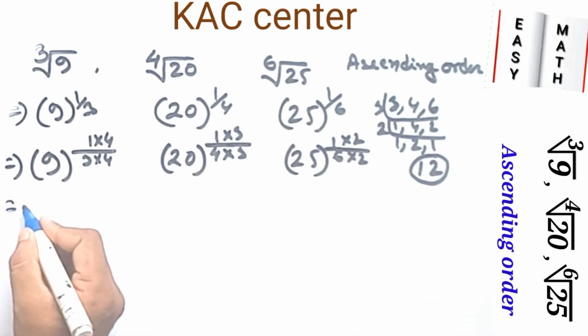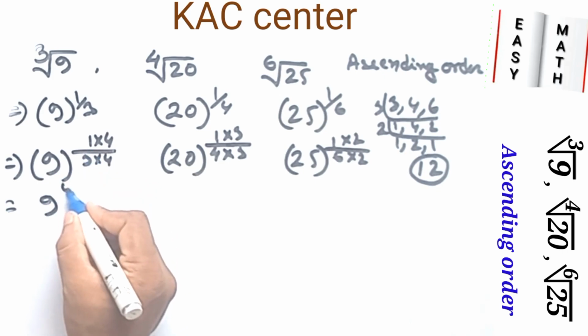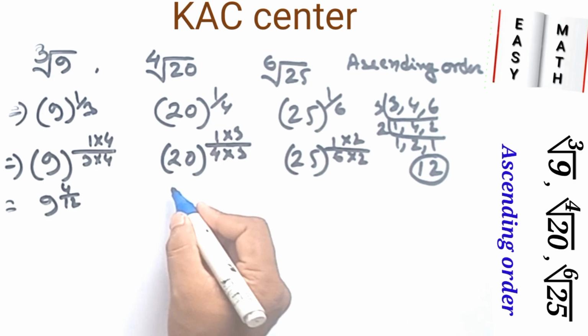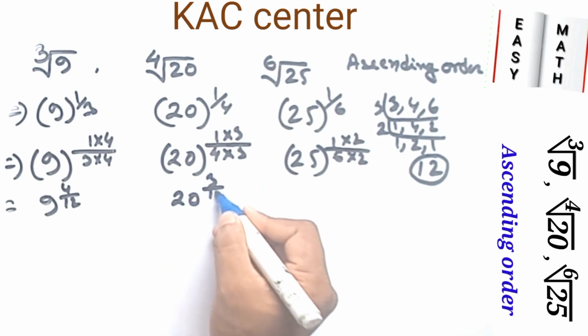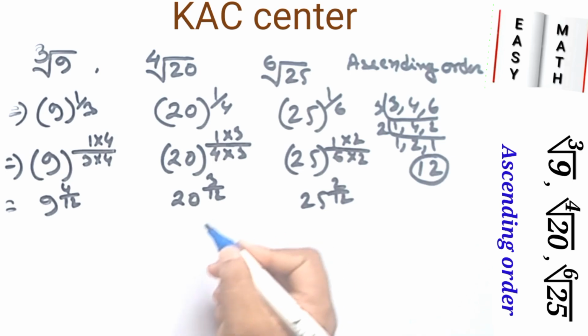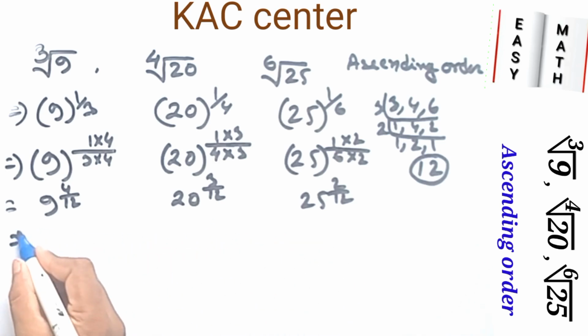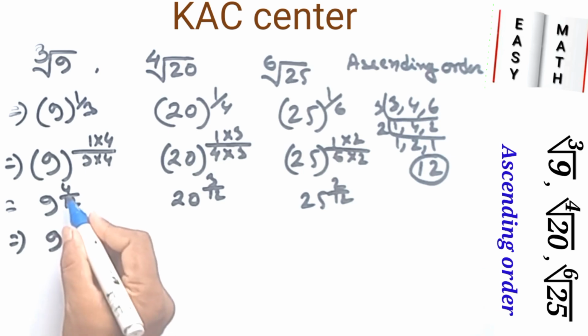And now this is 4 by 12, and this is 3 by 12, and this is 2 by 12. And so we can write, right now, this is 9.